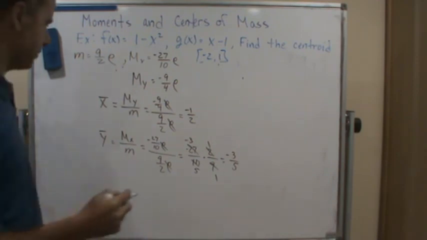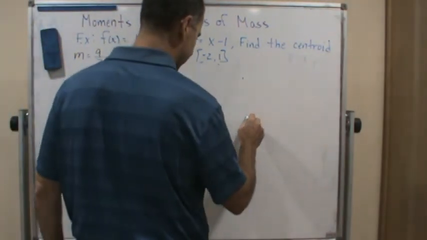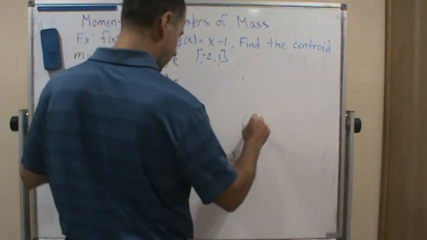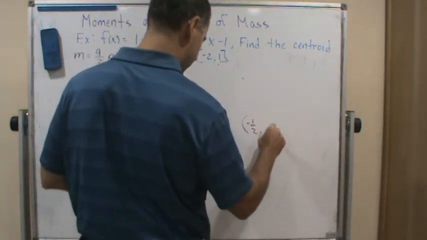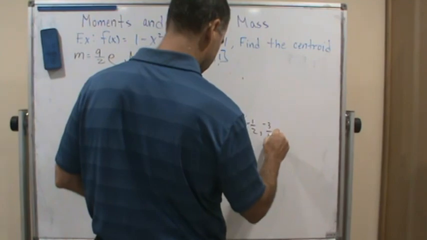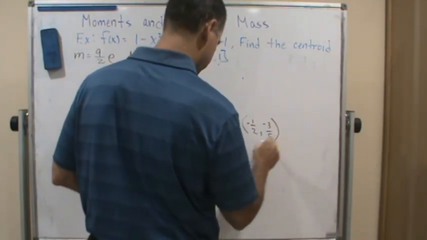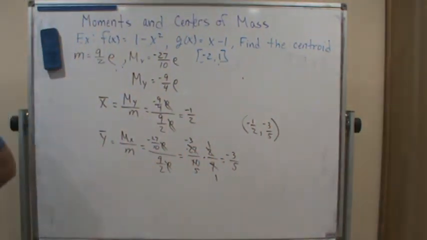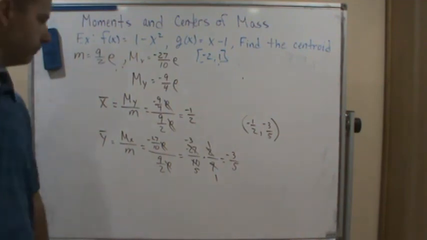And so our final answer for the centroid is located at negative 1/2, comma, negative 3/5. And we're done. All right.